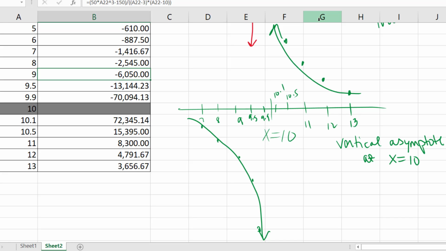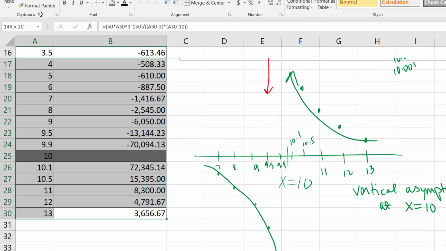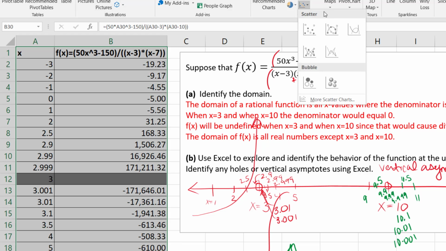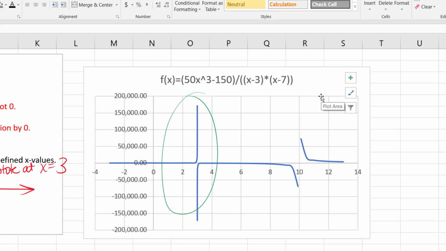All right, so I suspect, based on what we've seen in this table, that at x equals 3, we're going to see this behavior, and at x equals 10, we're going to see this behavior. Let's graph it in Excel and see if we do see those two vertical asymptotes. I highlight the table, insert a smooth line graph, and yes, indeed, that's what we see. Here's our vertical asymptote at x equals 3, and here's our vertical asymptote at x equals 10.